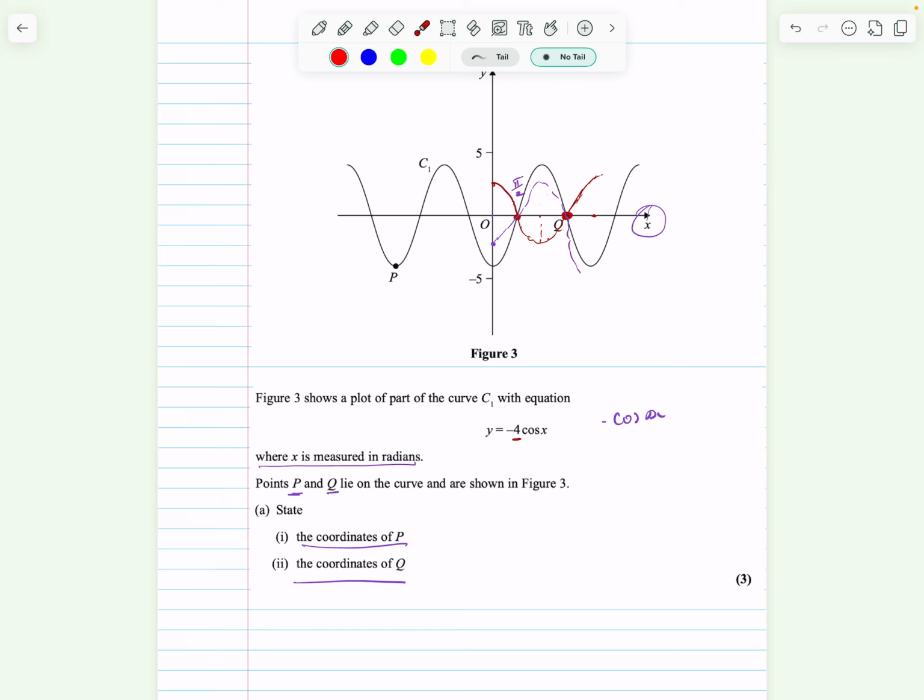This is 0, and this is pi over 2. That means this is negative pi over 2. If cosine x itself gets a maximum at 0 and 360, and a minimum at 180, because cosine at 180 is -1, you can calculate this. That means negative cosine x, or -4 cosine x, gets a maximum there, because it's a reflection. It's the opposite behavior.